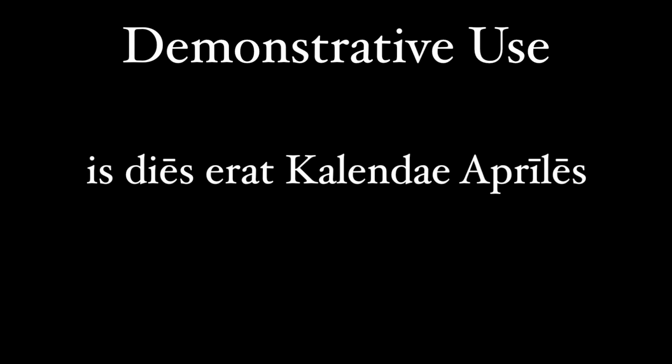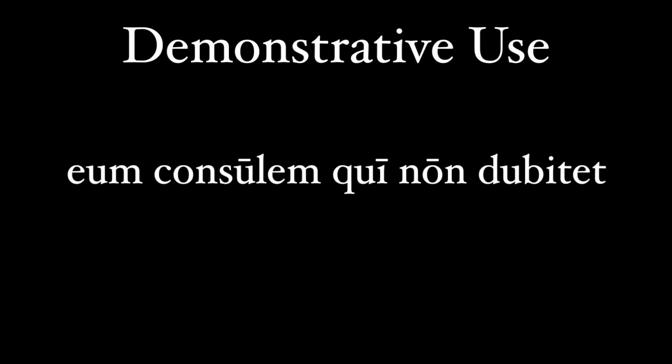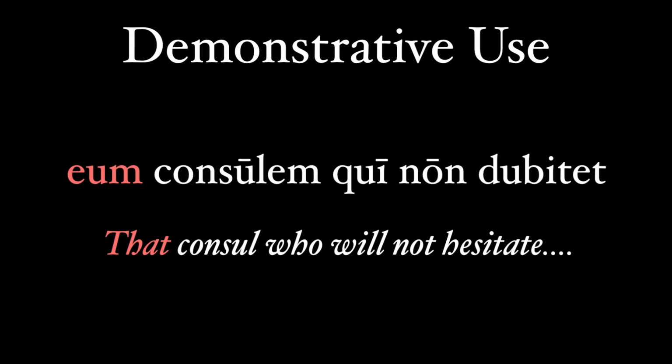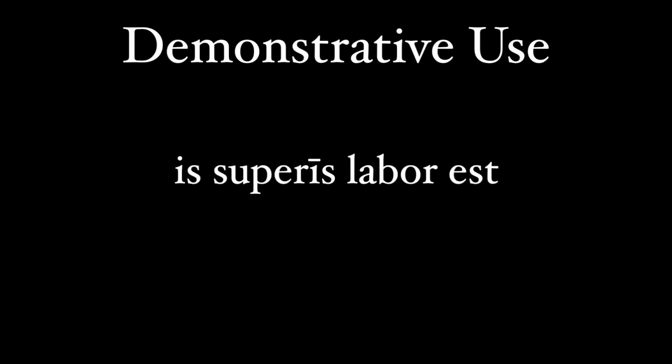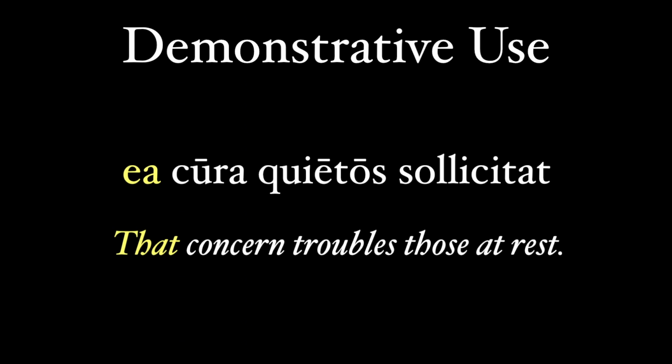Now, is, ea, id can also be used as a demonstrative adjective, and then it's just a milder form of ille. So, is dies erat Kalendae Aprilis. That day was the first of April. Or from Cato, eum consulem qui non dubitet. That consul who will not hesitate. Is superis labor est. That is the work of the gods. Ea cura quietos sollicitat. That concern troubles those at rest.